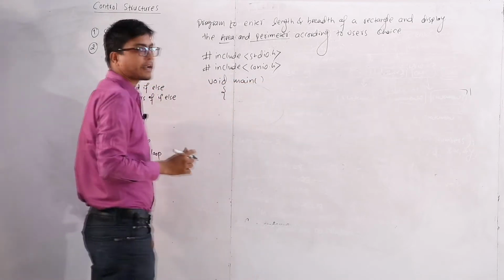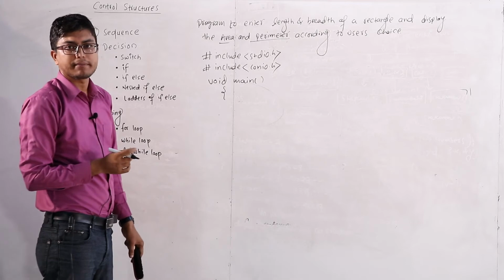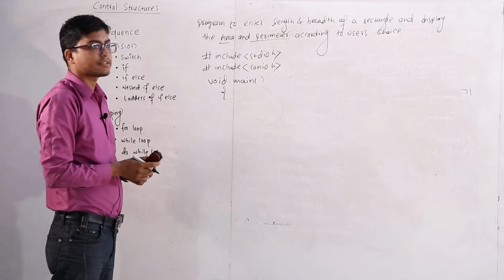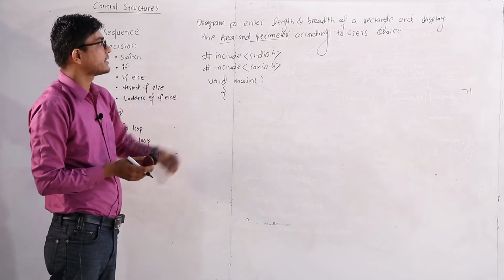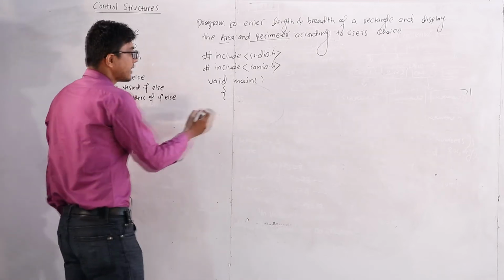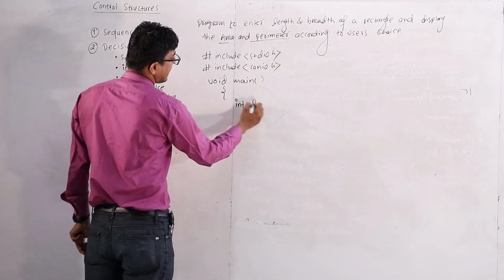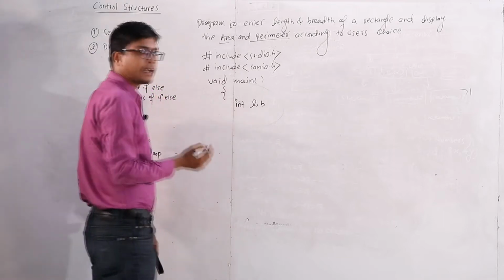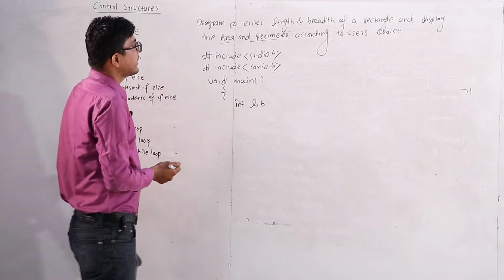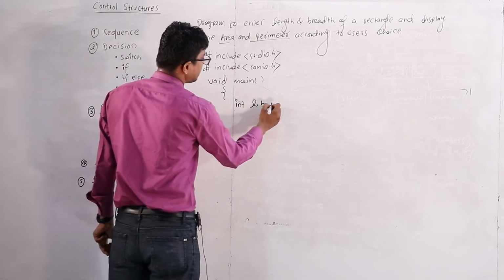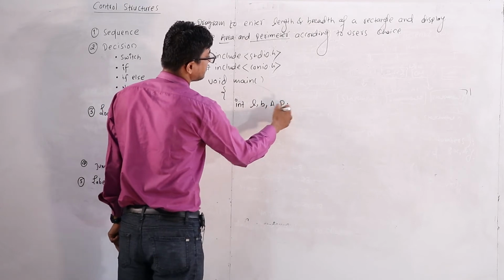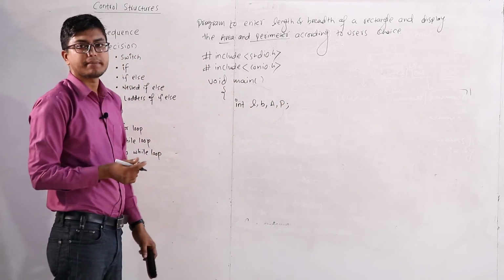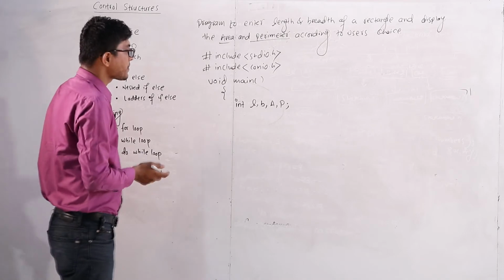Simple. In all programming, you have to identify the number of variables. How many variables are required for this program? Length and breadth means write down integer L, B. You can write length and breadth also. And you have to find the area and perimeter. These are the variables that are required for this program.